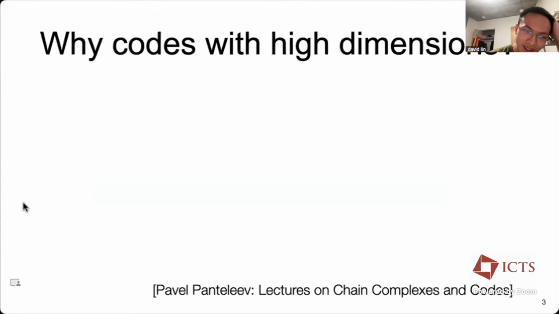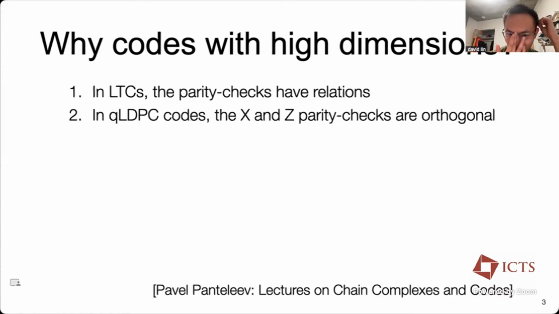Usually a code is described simply by a parity check matrix. But in both of these cases, there are some additional structures. For locally testable codes, ideally the parity checks have some sort of linear dependence, so there are actually some redundant parity checks. And for quantum LDPC codes, as we'll see later on, their X and Z parity checks have to be orthogonal. So there is some extra structure that's required.